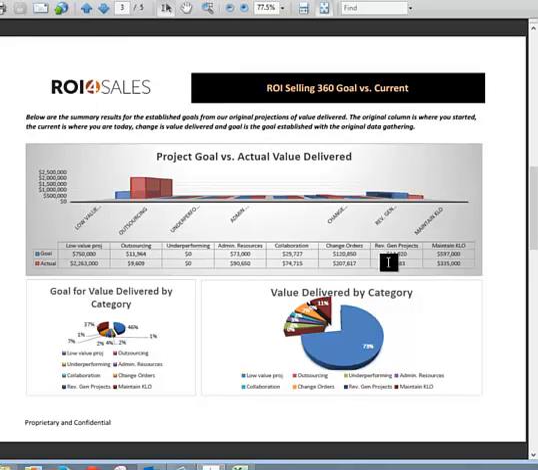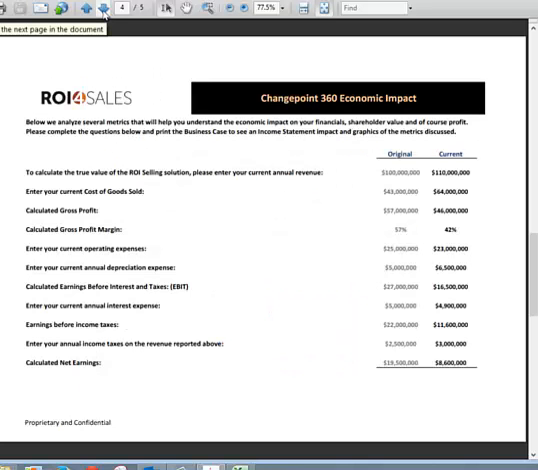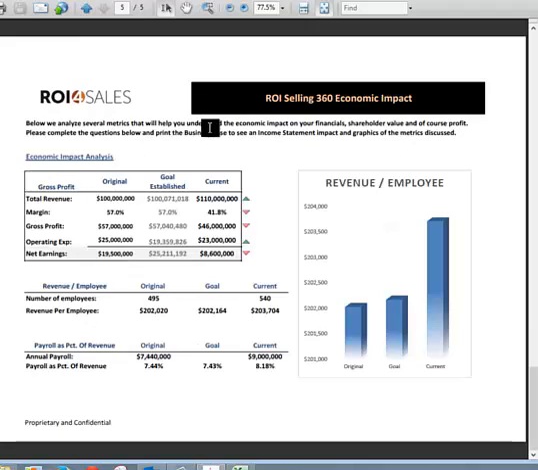Graphically, we show you all those nice little reductions in costs and where the savings is coming from predominantly, and you can see here 73% of it is from low-value projects. As I move down, this is an original versus current cost for each of those areas. And finally, you move down one more, and this is the economic impact analysis against some of the major metrics like total revenue, margins, gross profits, operating costs, and so forth.